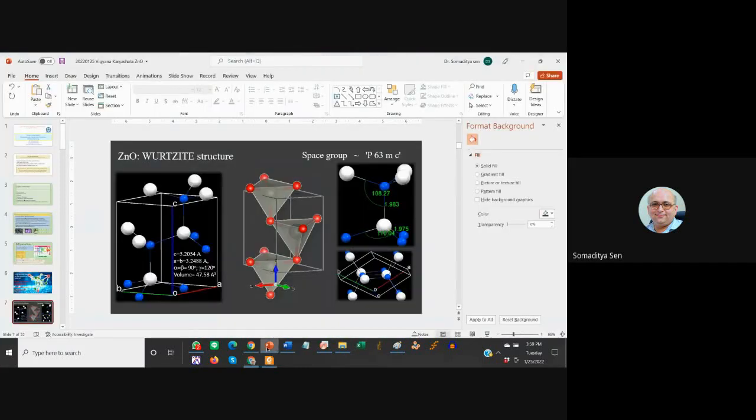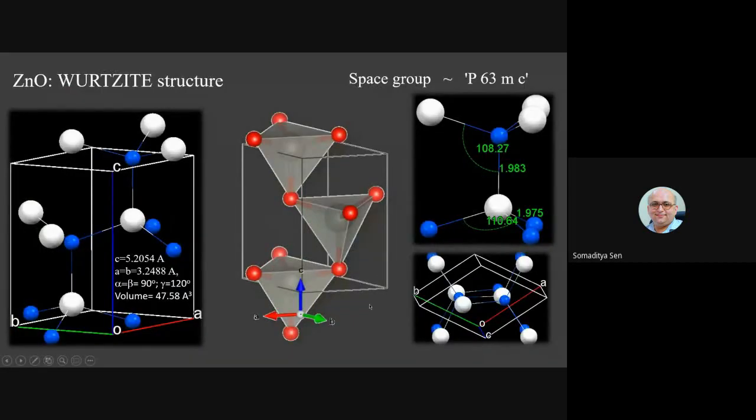Okay, so let me go back to the slides. This is an example of the Woodside structure. And as you can see, these are the axes. Let me pick up my laser pointer. Okay, so these are the three different axes of the unit cell.